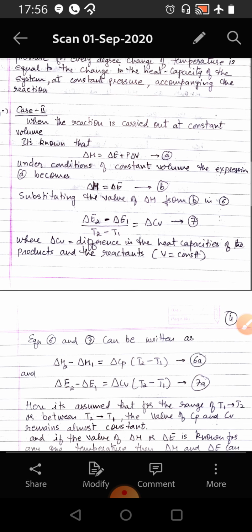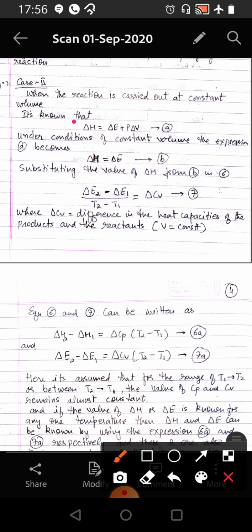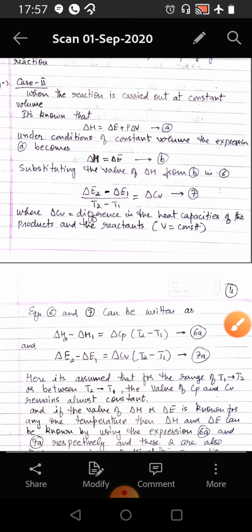Now we come to case 2, when the reaction is carried out at constant volume. It is known that delta H is equal to delta E plus P delta V. Under conditions of constant volume, the expression A becomes delta H is equal to delta E, because P delta V becomes equal to 0. Now substituting the value of delta H from this equation B in equation 6, the equation 6 becomes delta E2 minus delta E1 upon T2 minus T1 is equal to delta Cv, where delta Cv is the difference in the heat capacities of the products and the reactants, keeping the volume constant.